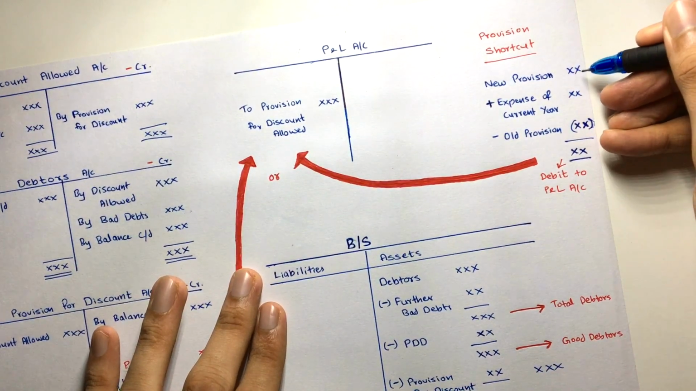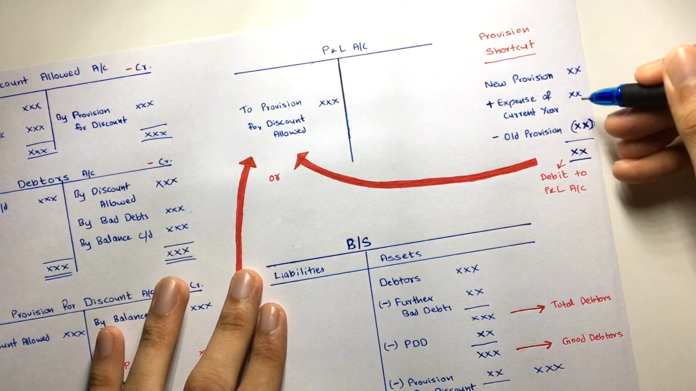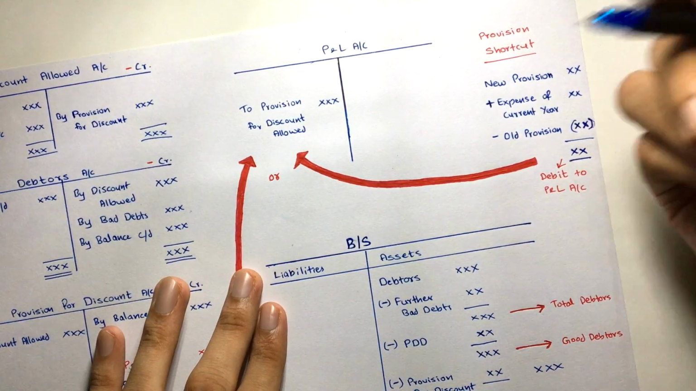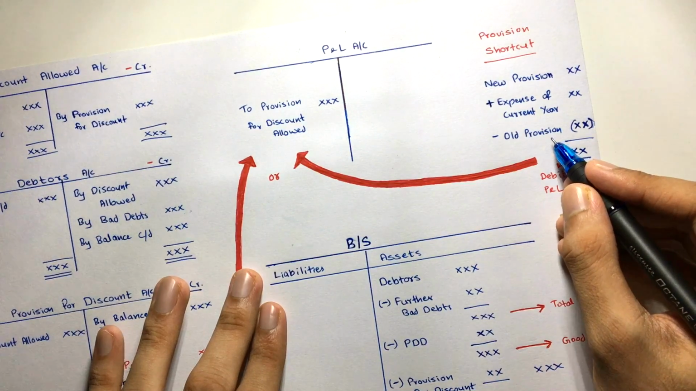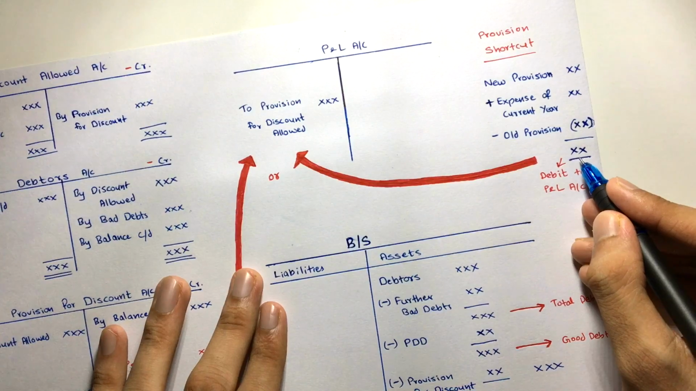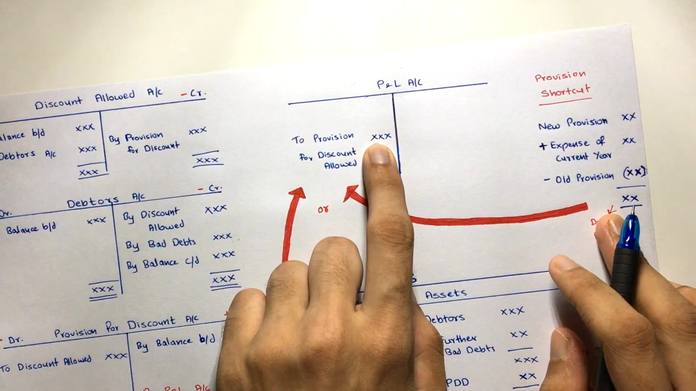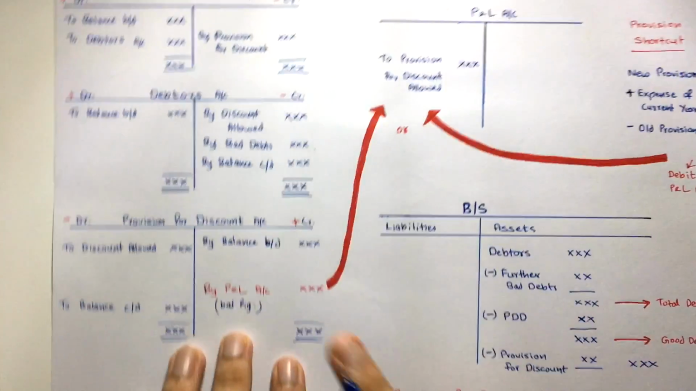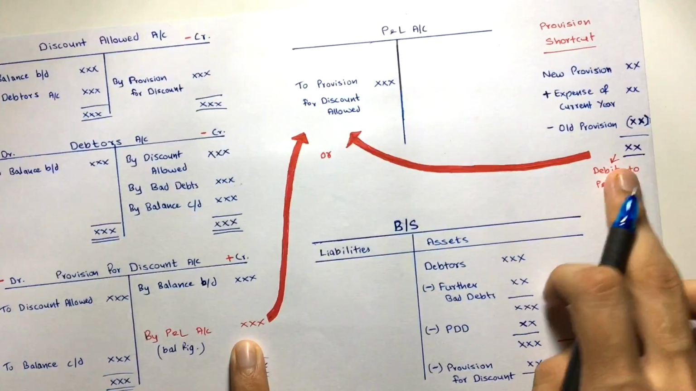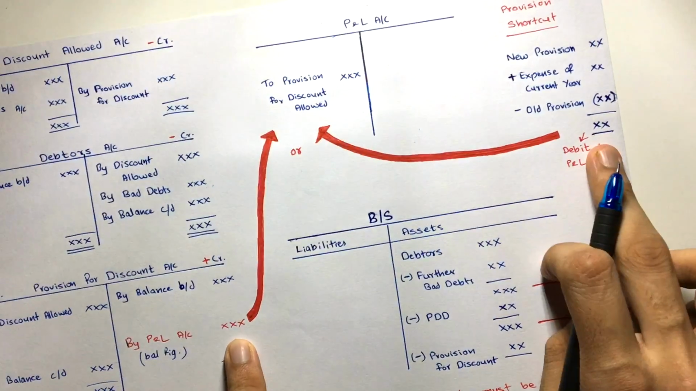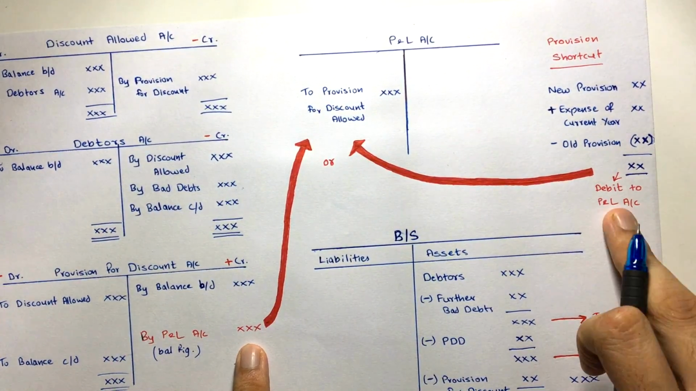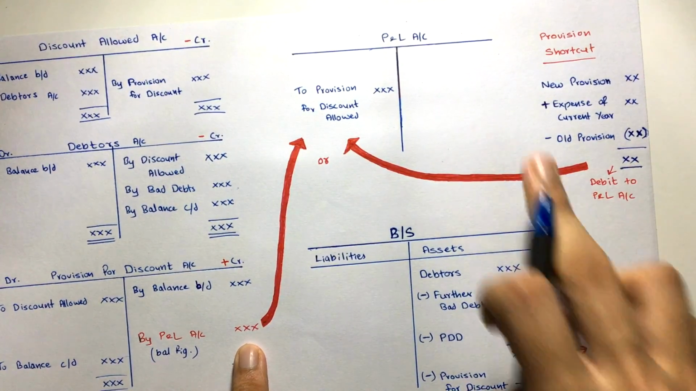Let's just say, for example, new provision you have to maintain is 1000, plus expense of current year is 1000. So 1000 plus 1000 is 2000, minus old provision. Let's just say old provision was 300. So 2000 minus 300 equals 1700. So 1700 will come over here like that, but the amount will be the same. If here it's 500, here also it will be 500. If here 1700, here also 1700. That much amount you will debit to profit and loss if this is positive. If this is negative, then you will credit to profit and loss.